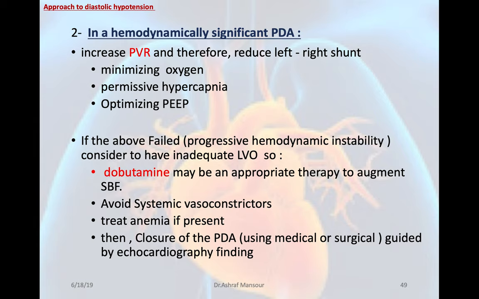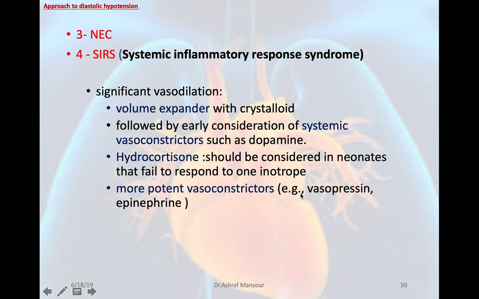If the above fails and there is still progressive hemodynamic instability, consider that there is inadequate left ventricular output. So the inadequate left ventricular output here must be treated with dobutamine. Avoid systemic vasoconstrictors like dopamine, treat the anemia if present, then close the PDA using medical treatment with ibuprofen or indomethacin, or surgically, guided by the echo. In case of NEC, there is specific management for NEC. In case of SIRS, systemic inflammatory response syndrome, there is also another way of management.